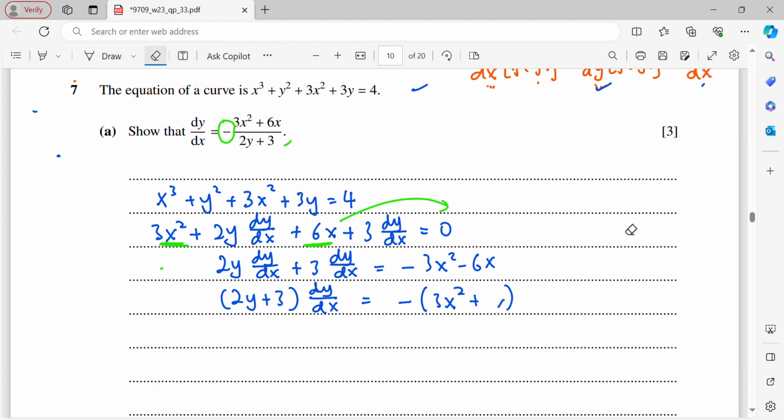Then we will be getting the answer now. So dy/dx, just move down this bracket, will be negative (3x squared plus 6x) divided by (2y plus 3). So this is the given form. So we have shown dy/dx. So done for question 7, part a.